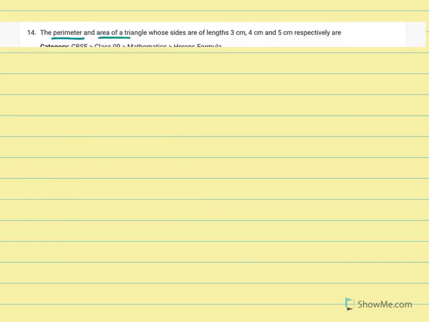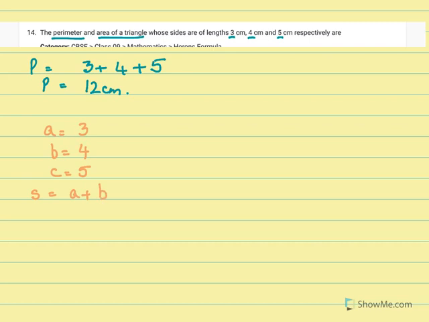Find the perimeter and area of a triangle whose sides are 3, 4, and 5. So the perimeter is, if you add up the sides, 3 plus 4 plus 5, so the perimeter works out to be 12 centimeters. Now to find the area, we use Heron's formula. So here a is 3, b is 4, and c is 5. So you find the semi-perimeter, which is (a plus b plus c) divided by 2, so that is (3 plus 4 plus 5) divided by 2, and this will come as 6.